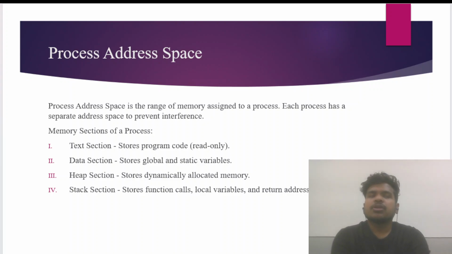Now let me give you an example. Whenever you use Python, the code is in the text section, and global variables are in the data section. When you use input, the memory is allocated in the heap and the function call goes into the stack. The operating system always ensures that memory is used efficiently, and it also prevents processes from accessing each other's address space for security. I hope you learned about the process address space clearly. If you have any questions regarding it, you can leave them in the comments.